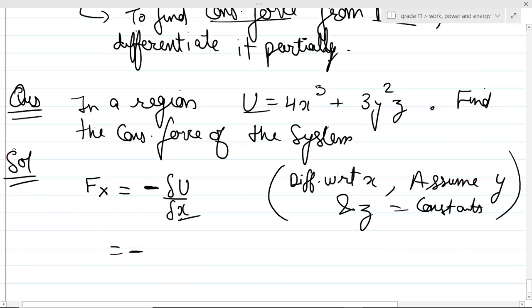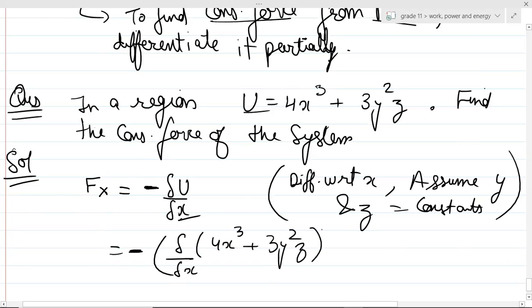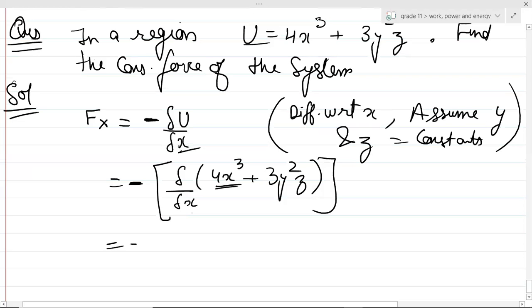So basically when I differentiate this thing, it will be minus of delta U by delta x of 4x cube plus 3y square z, right? Everyone knows how to perform differentiation, right? The normal differentiation everyone knows. Yes, can you see this function is of x only? So normal differentiate, what is the differentiation of 4x cube?